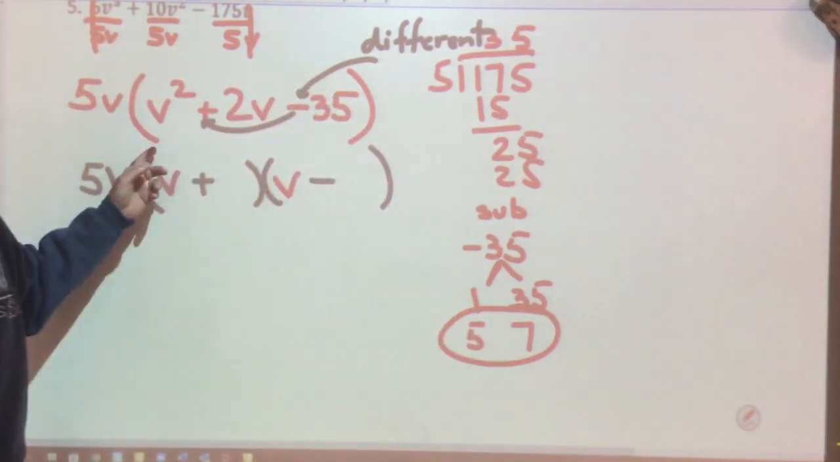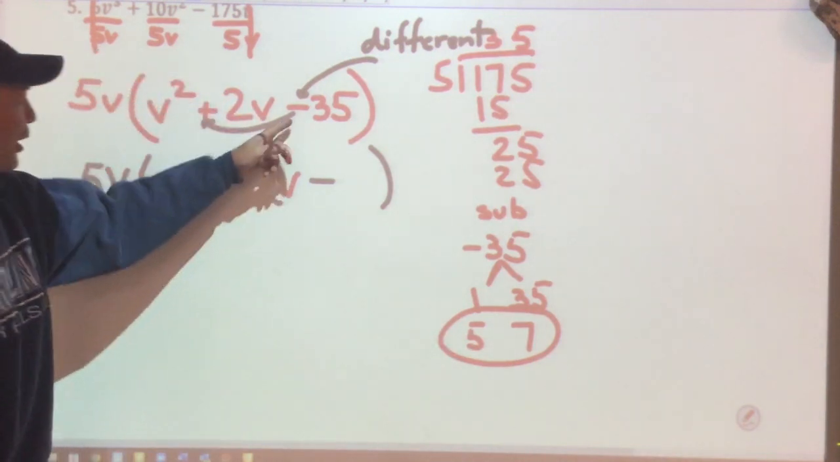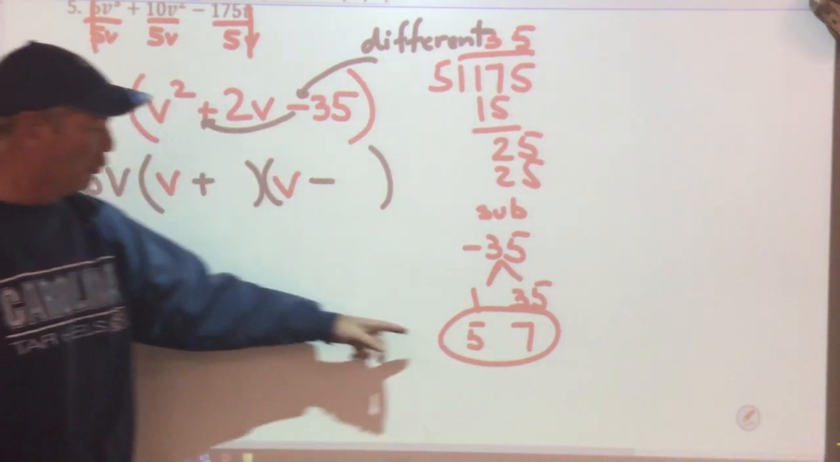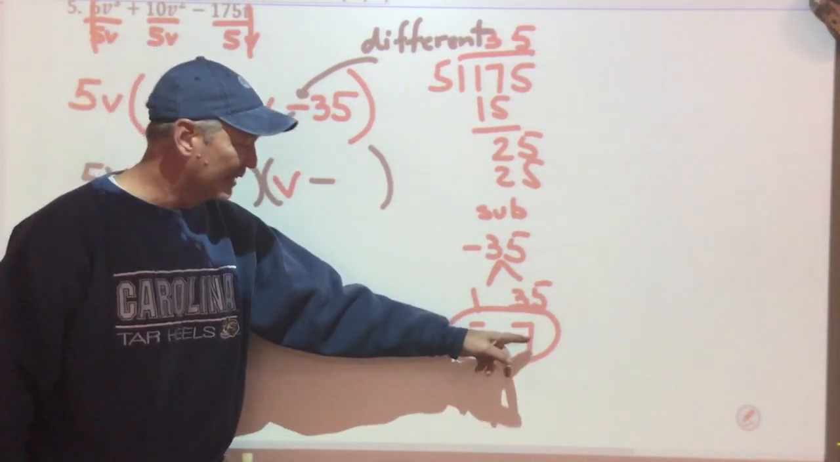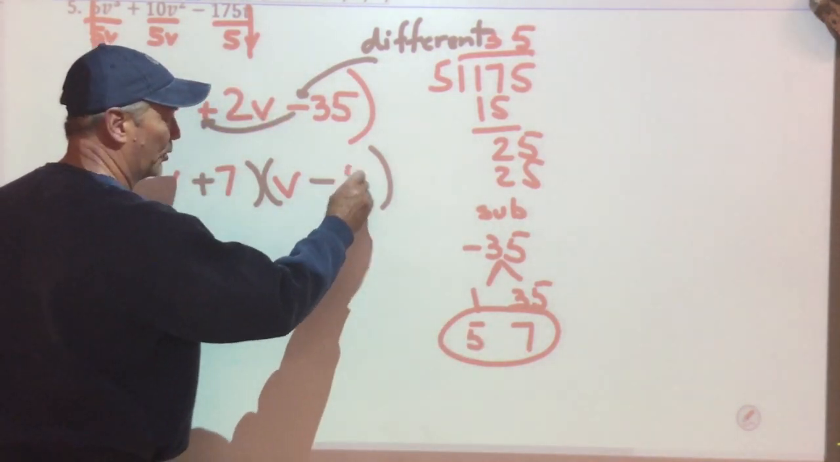Yes, we can factor this. But we need the bigger number. The bigger number needs to get the plus sign. Who's bigger, 5 or 7? The 7 needs to go with the plus sign. The 5 needs to go with the minus sign.